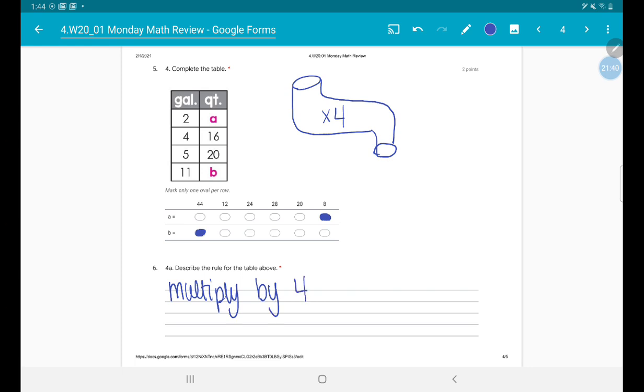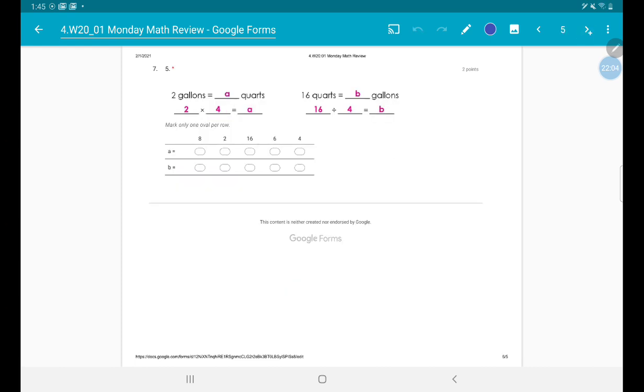Okay, so what if I had 6 gallons? How many quarts are there in 6 gallons? So if I drop in 6 and I multiply by 4, what would that give me? 24. Okay, what if I had 10 gallons? What would that be? 40. Very good. That was the funnest one.